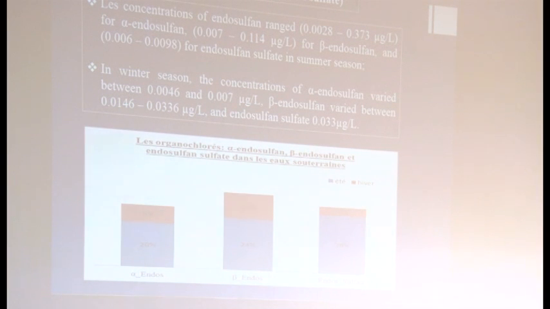But for endosulfan, there are some values over the limit value, and we found many sites where there is contamination with endosulfan. We found that there is transfer from soil to groundwater, because the soil is the source of this contamination in groundwater.